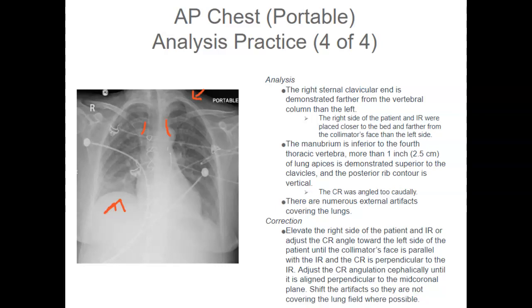So we have rotation, we've got artifacts, and we've got angulation issues. So we need to correct this. How are we going to correct this? Well, our central ray is angled too caudally, so we're going to adjust that central ray cephalically until that central ray is perpendicular with the IR. This patient is in an RPO position, so we need to bring that mid-coronal plane so that it is parallel with the IR. And again, we're going to remove or shift any of those artifacts that are covering the lung fields.